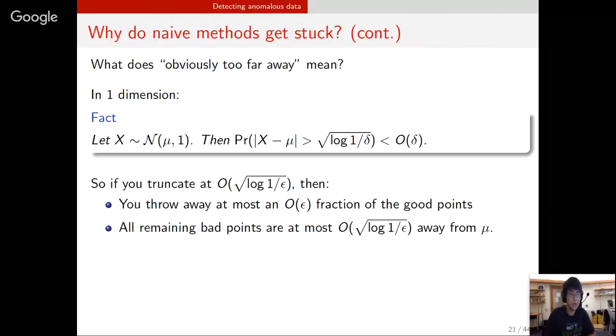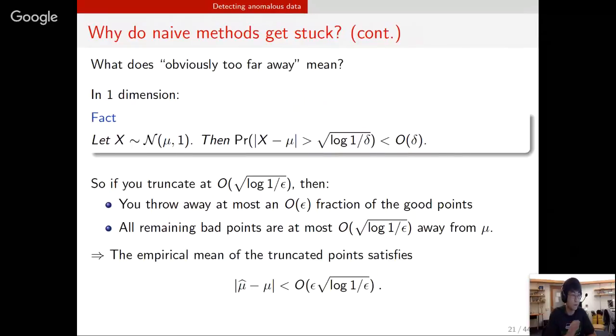And I don't know what's really happening with the remaining bad points, except that they survive the truncation. So they can be at most O of square root log 1 over epsilon away from the mean as well. And there's only an epsilon fraction of them, which means that they can only contribute an epsilon times square root log 1 over epsilon error. So this kind of sketchy argument hopefully justifies the fact that the empirical mean of the truncated points satisfies that the distance mu hat minus mu is less than O of epsilon square root log 1 over epsilon. I haven't thrown away very many good points, so the good points still concentrate nicely to mu, and the bad points, again, I don't know what they're doing, but there's only an epsilon fraction of them, and each one is at most O of square root log 1 over epsilon away from the mean.